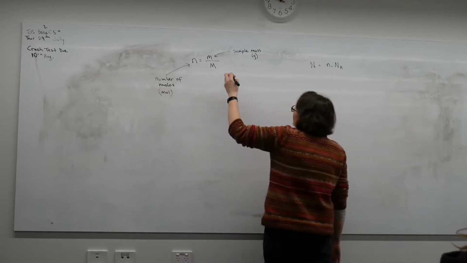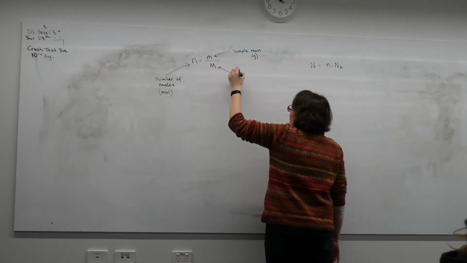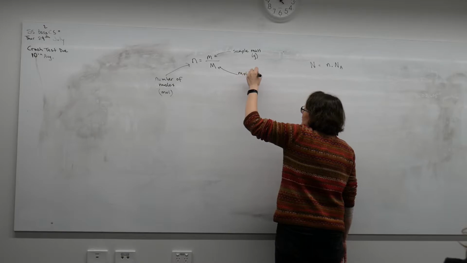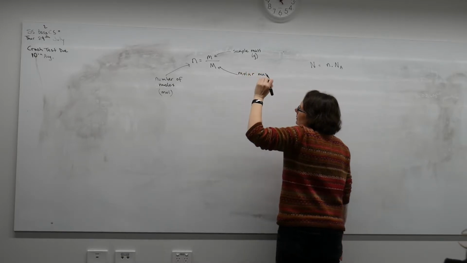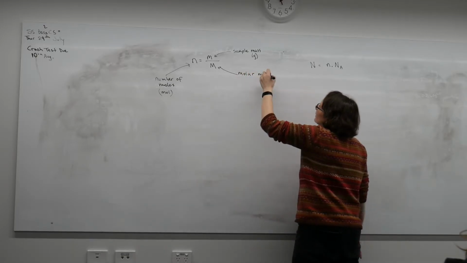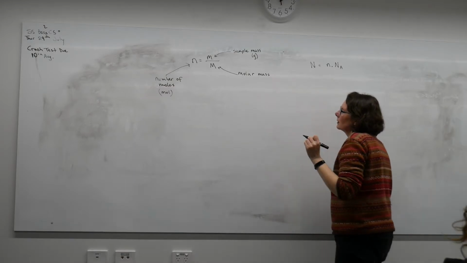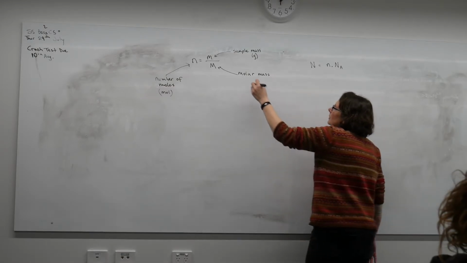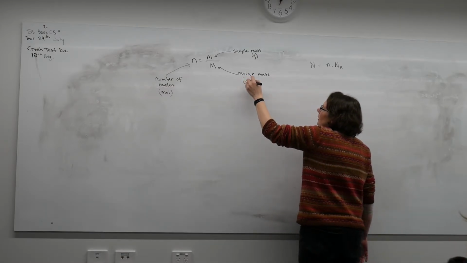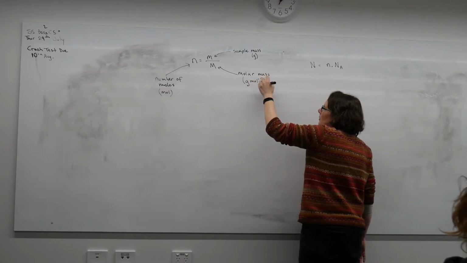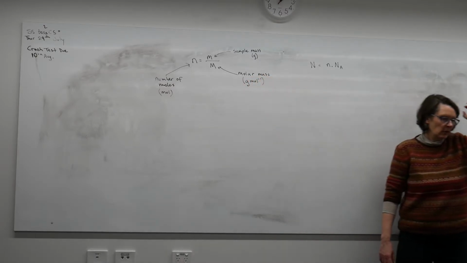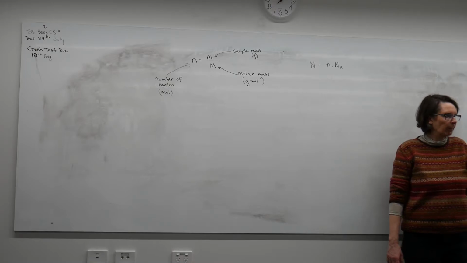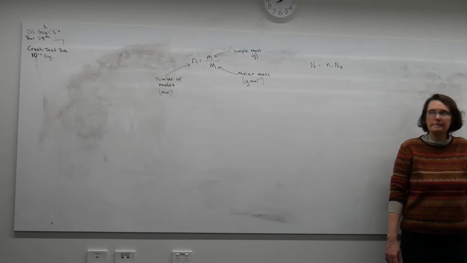And the capital M on the bottom is the molar mass. We can think of that in terms of grams per mole. How many grams are there in 1 mole? That's going to be the molar mass.